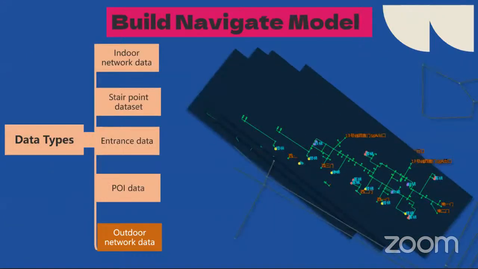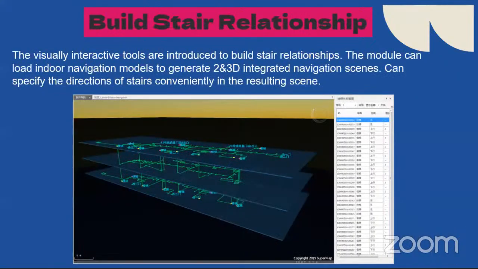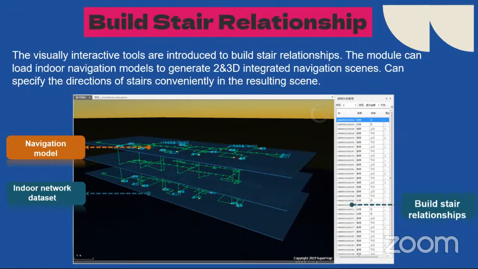These are the data types needed to build the navigation models, as shown in the slide: the indoor network data, stair point dataset, entrance and floor data, and also outdoor network data, all of which are used to build the indoor navigation model. To build the stairs relationship, it must be according to the network dataset of each floor and the floor relationship, where visually interactive tools are introduced to help build the stair relationship.